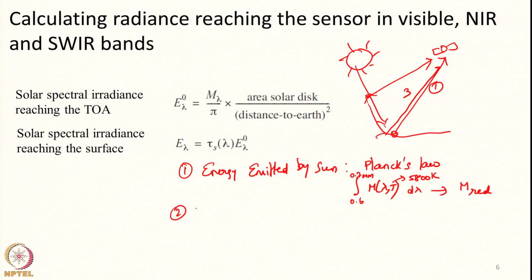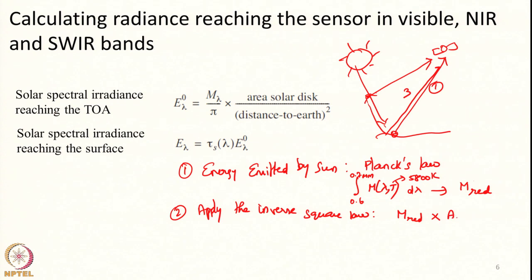Second, apply the inverse square law. This problem we also did in one of the earlier classes. This is the radiant flux density per unit meter square area of the sun, because that is what Planck's law gives, per unit meter square area. But the sun, we saw, is a big sphere, so we multiply this by the area of the sun and divide it by 4 pi d square.